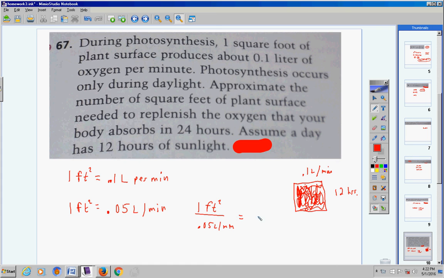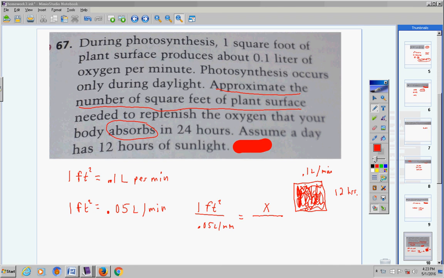Now, students, let's think about this. I'm looking for, here it is, approximate the number of square feet of plant surface. So I'm looking for square feet. I'm looking for how many square feet of plant surface I need. So I'm going to put an x here because that's what my square footage is. And look, how much square footage do you need to replenish the oxygen that your body, keyword, absorbs in 24 hours? All right? How much does your body absorb in 24 hours?